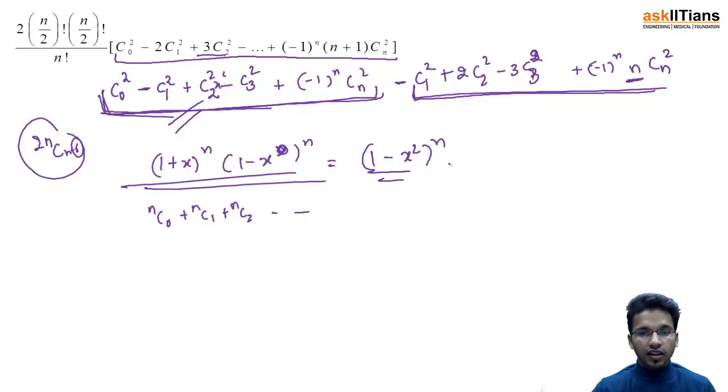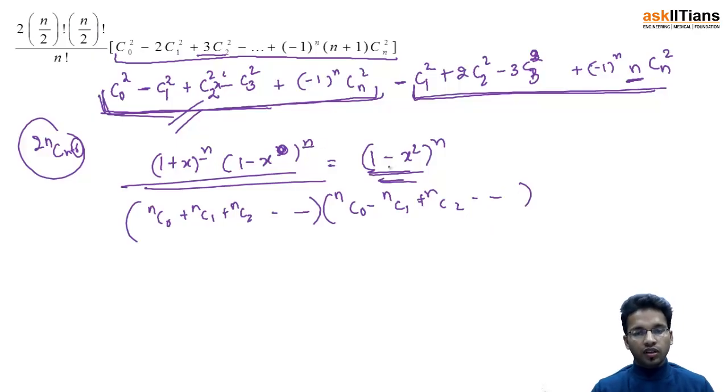So this thing is very important to keep in mind, that this term is this one, and we are going to extract the coefficients from here. NC0 minus NC1 plus NC2, and it will go like that. The only advantage here is that the powers are the same, so instead of m plus 1, we wrote it as x square. So this was easy to simplify. Now let's see what's there in the question.